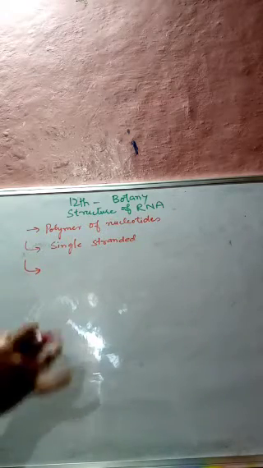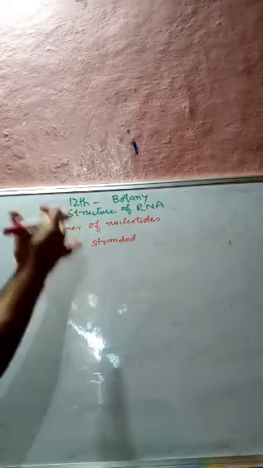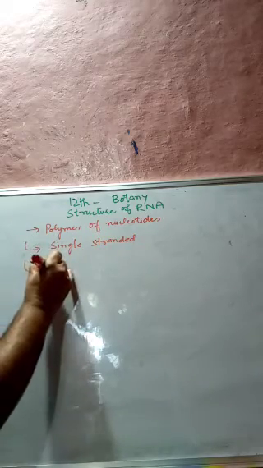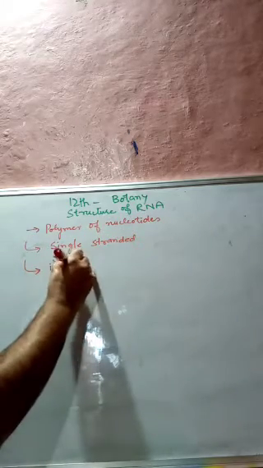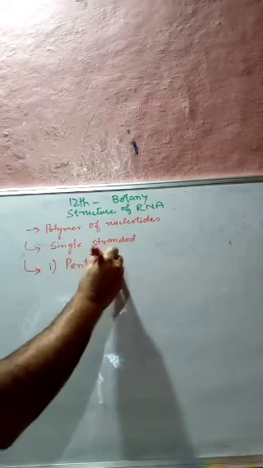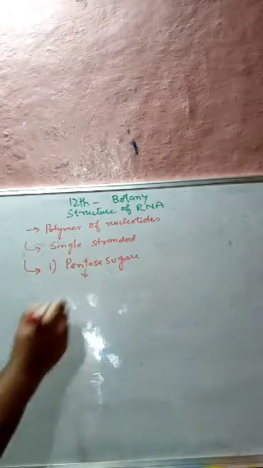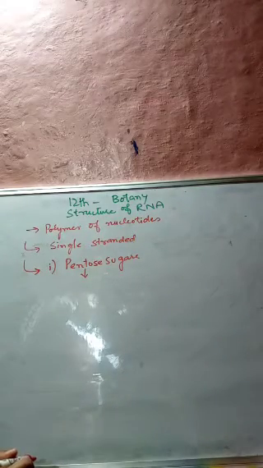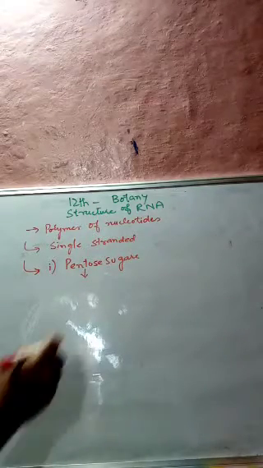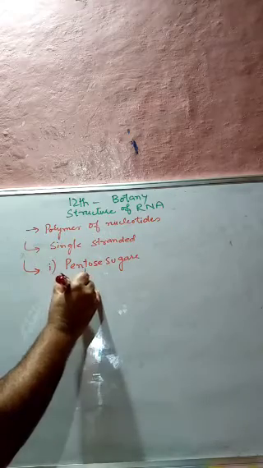It contains the same three things which we have studied in the DNA. First one, that is the pentose sugar. But this pentose sugar, in case of the DNA, was deoxyribose. Here it is a ribose sugar.